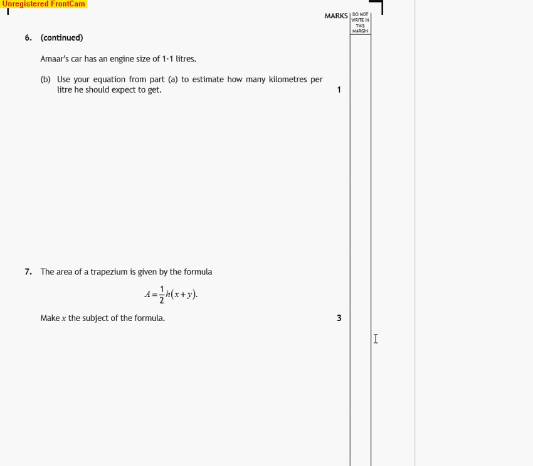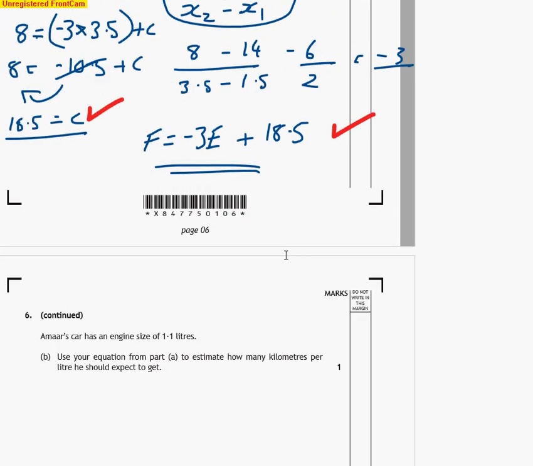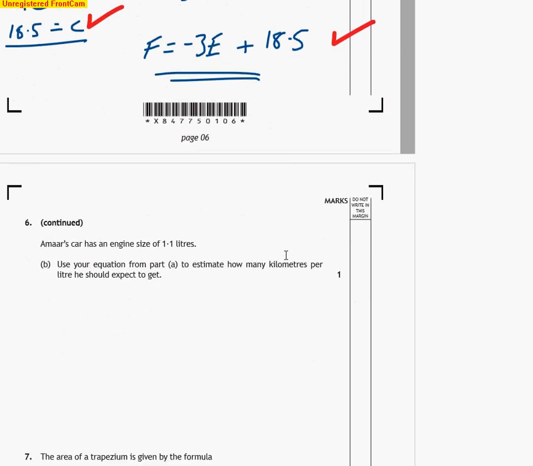Okay, and just to finish off question 6b. Here we go. So, there's my pen. A Mars car has an engine size of 1.1. Use the equation to estimate how many kilometres per litre you should expect to get. Now again, have a look, you've got 1 mark going for this. It's not going to be a difficult question, is it? Okay, that's a wee clue.